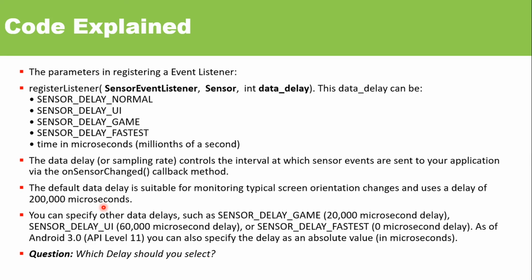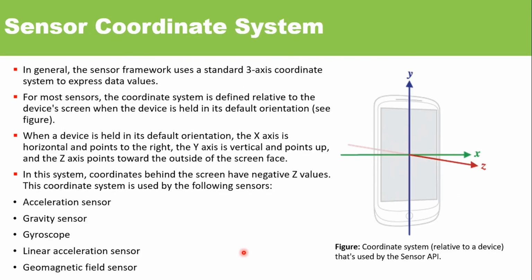You need to keep in mind which specific type of application you are making, so that the interval between sensor event notifications is set in such a way that your background activities are completed. So this question remains: which delay should you select? This is an important question. I hope you can look further into it, research it and find the answer.